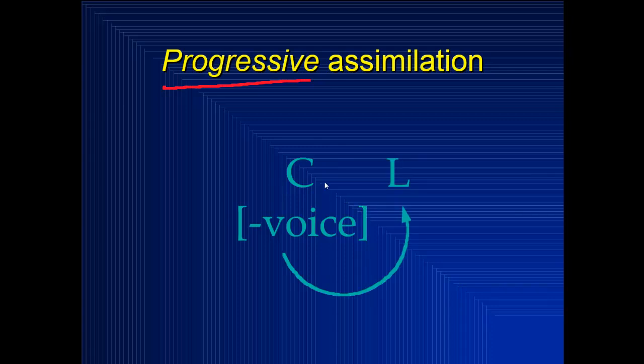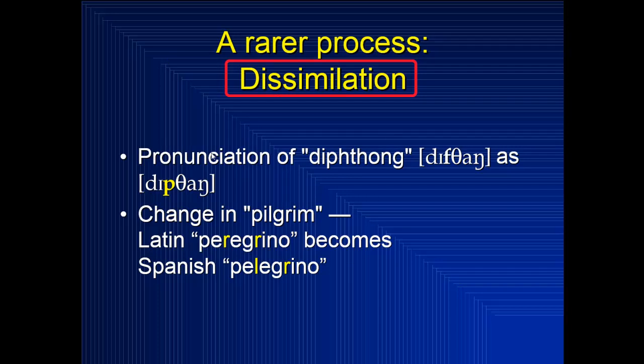Okay. This is the voiceless sound, which affects the L following it. It makes it devoiced. Now, we can talk about dissimilation, the opposite of assimilation.